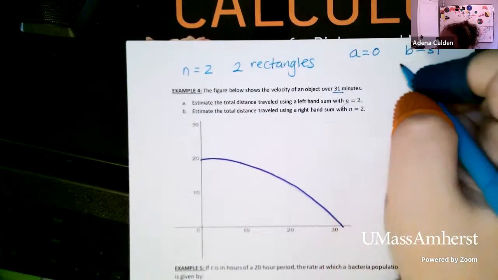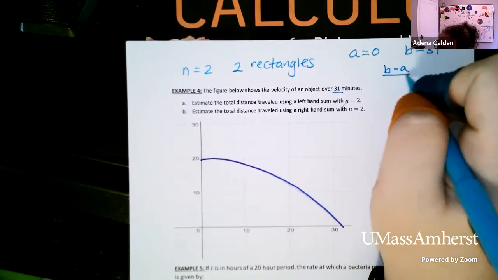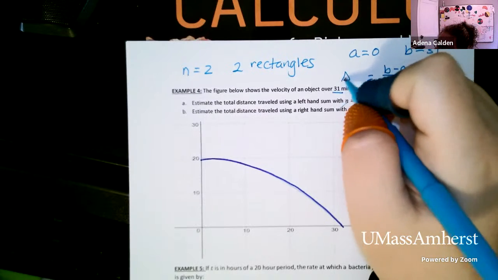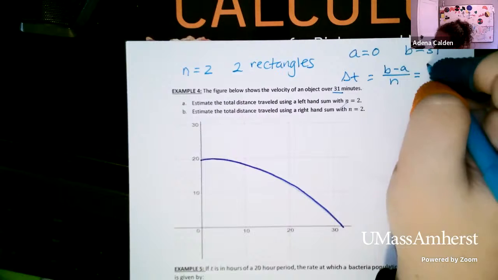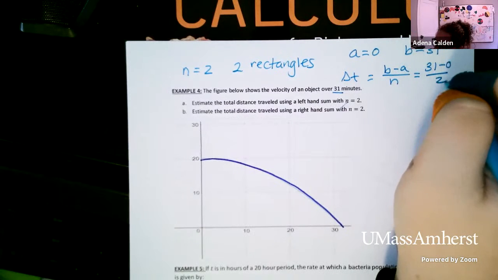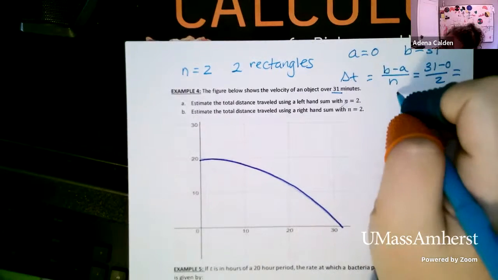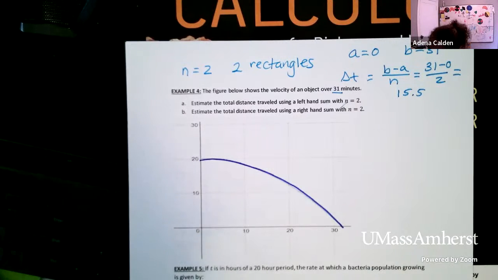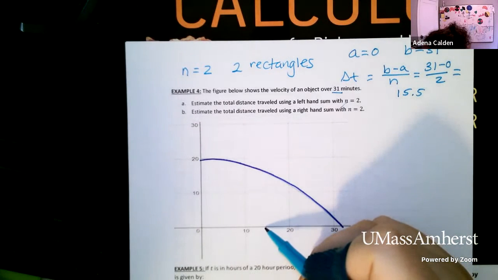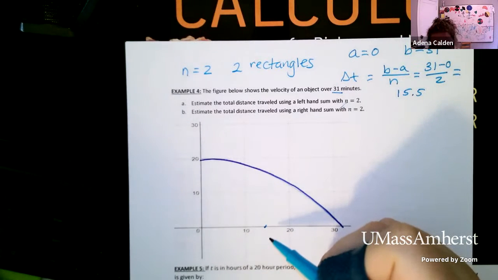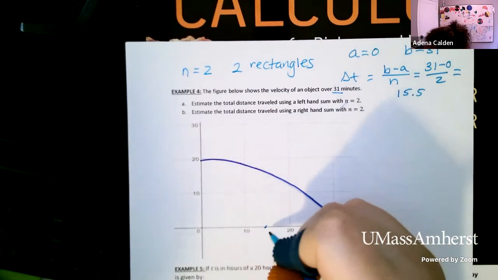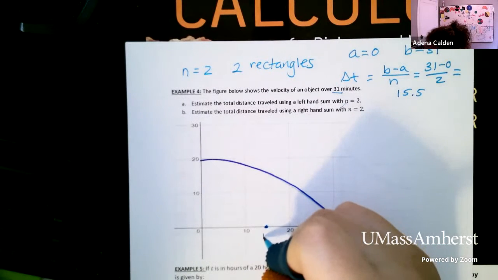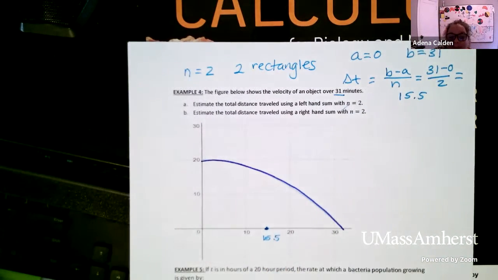So how do we put this all together? Well, we can do b minus a over n to get our delta t. So b minus a is 31 minus 0 divided by 2. That means that my delta t is 15.5. Why do I need my delta t? That tells me the width of my rectangles. So here I'm going to approximate just about where 15.5 is, right? So I'd say just about here. It's about halfway, but a little bit more. But I'm going to label that just so I know what I'm talking about.